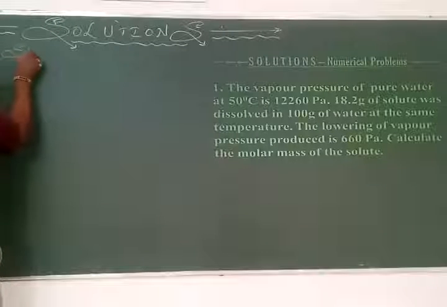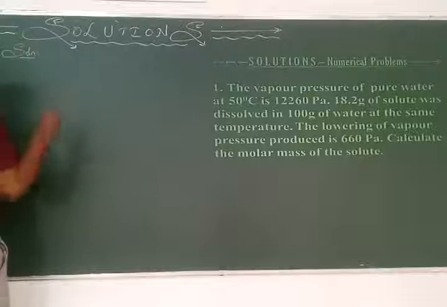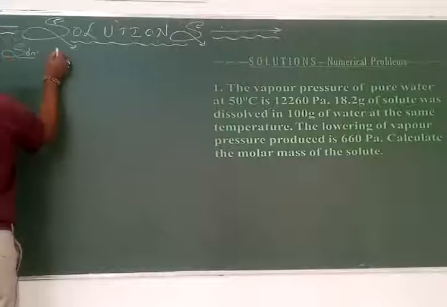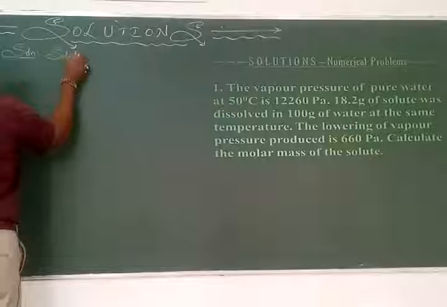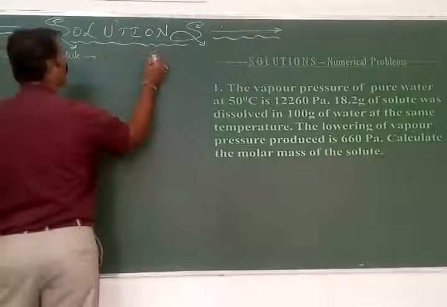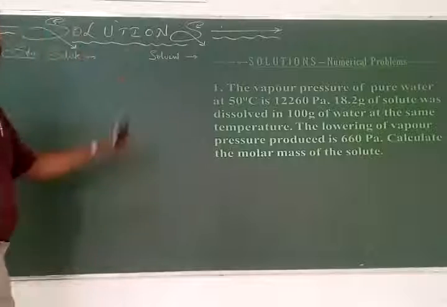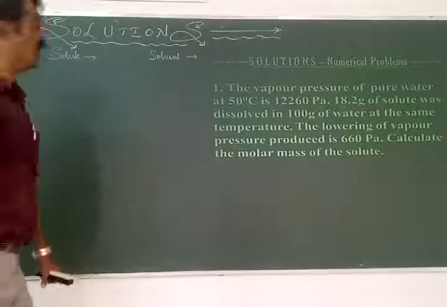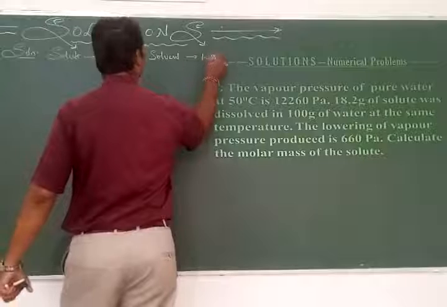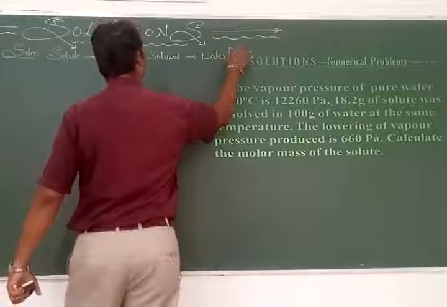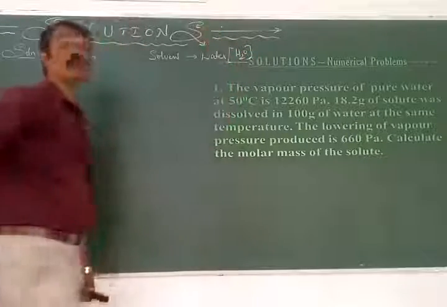Let's have the solution for this. So here first, what is the solute, and what is the solvent here? You have to be very familiar with that first. The vapor pressure of pure water means it is a solution, solvent. It has a formula as usual, we know that it is H2O.